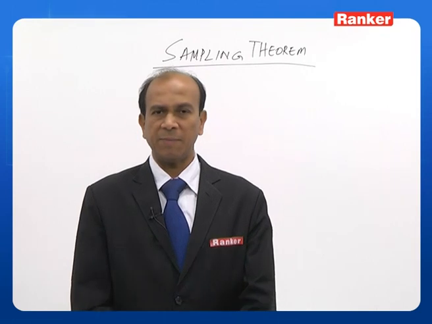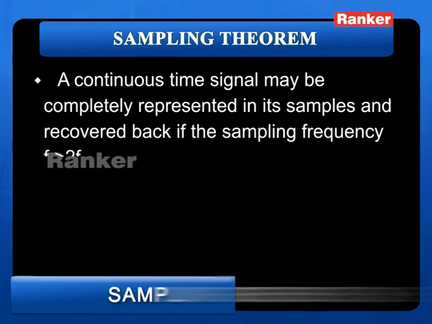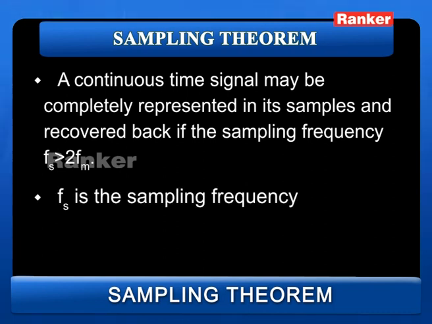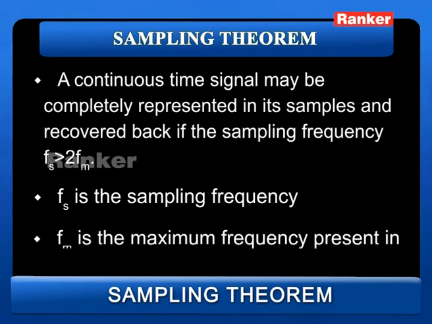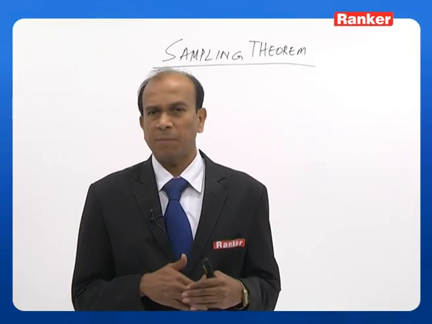So, what does the sampling theorem say? The sampling theorem says that a continuous time signal may be completely represented in samples and recovered back if the sampling frequency Fs is greater than 2fm, where Fs is the sampling frequency and fm is the maximum frequency present in the signal. So, let us see this. If you see here, we are talking of two points in the sampling theorem.